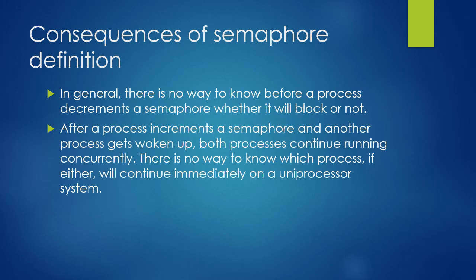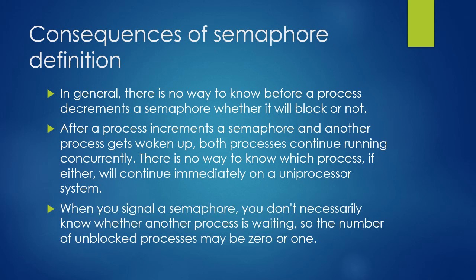After a process increments a semaphore and another process gets woken up, both processes continue running concurrently. There is no way to know which process will continue immediately on a uniprocessor system. It can be the process who issued a signal and incremented the semaphore. It can be the process who got out of the semaphore queue, and it can be another process from the ready queue.